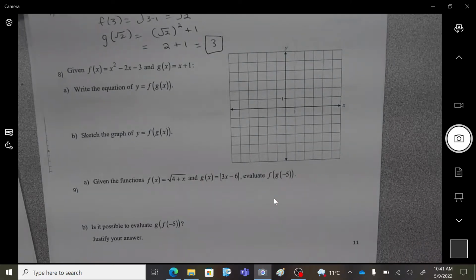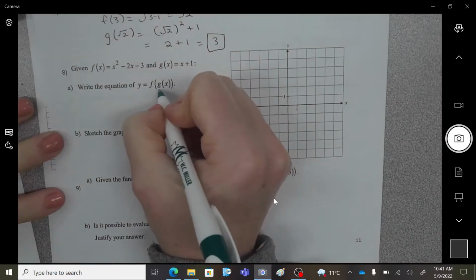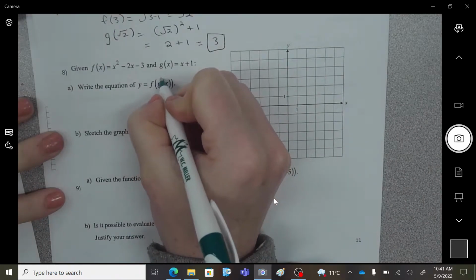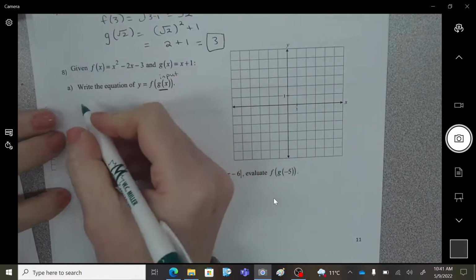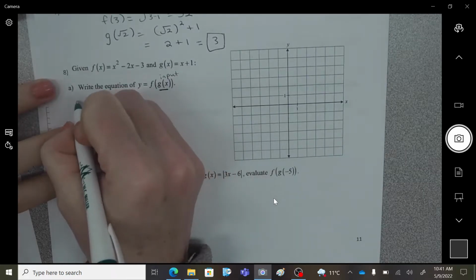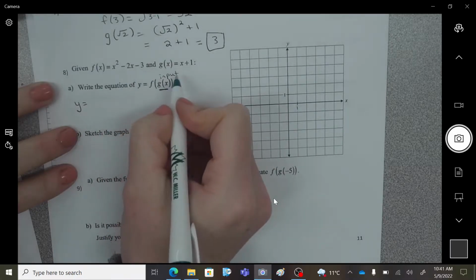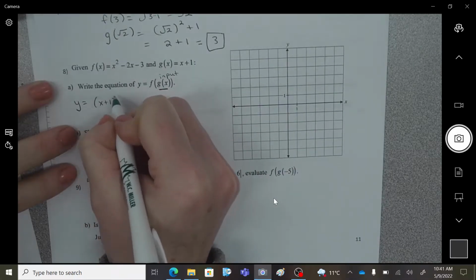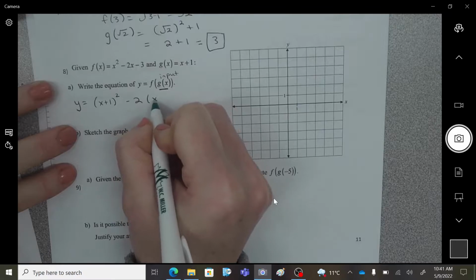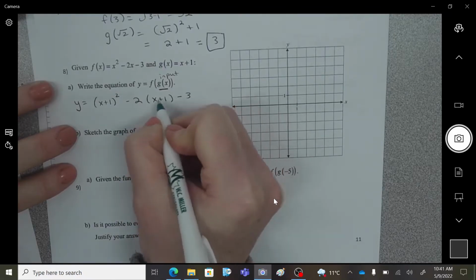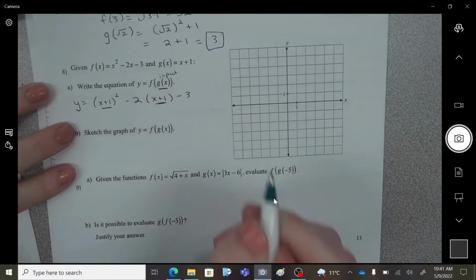I've been given those two functions. Write the equation of f of g of x. I'm going to input that into the f function. Every time I see an x, I'm going to replace it with an x plus 1. So that's my new input.